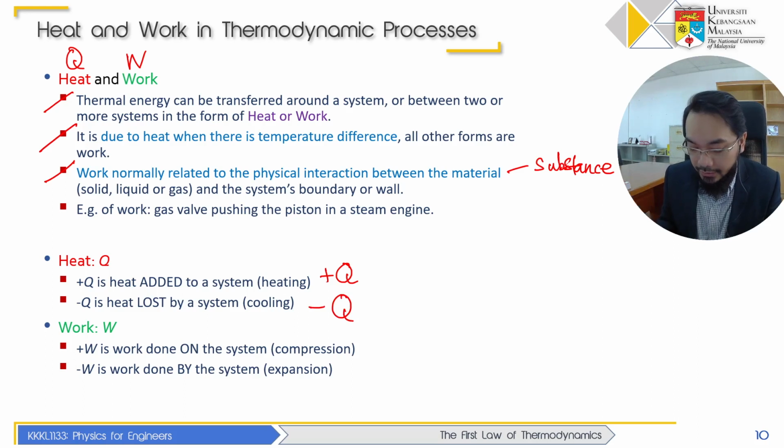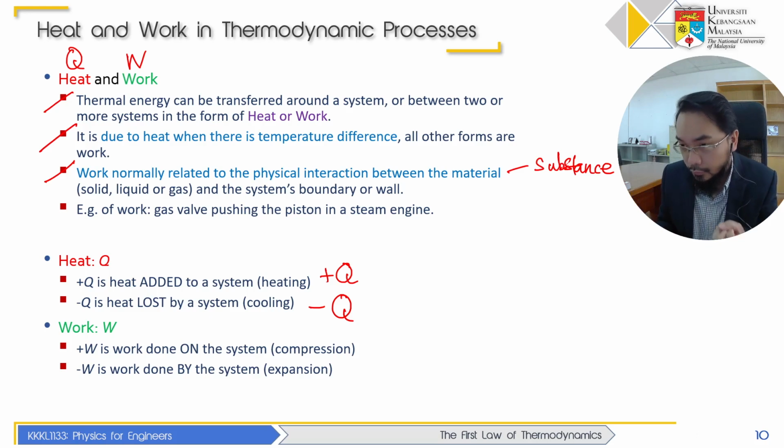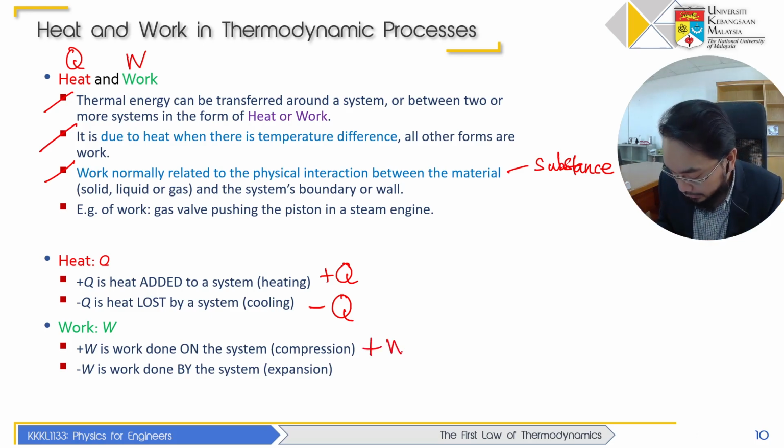Work, on the other hand, is work done on the system. So what does it mean by work done on the system? Let's take an example. You have a piston. If you push down the piston to compress the gas, that means you are doing work, so work is being done on the system. All the work that you have done is transferred into the system. Therefore, the system will have increased in internal energy. Therefore, the work is plus W.